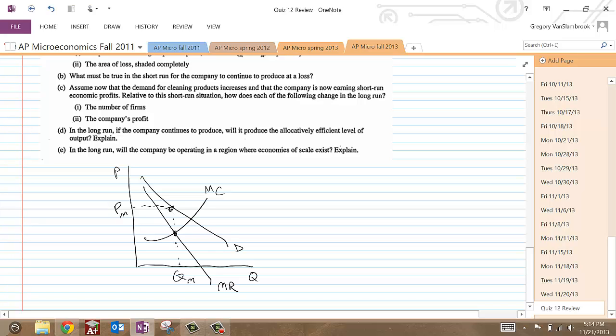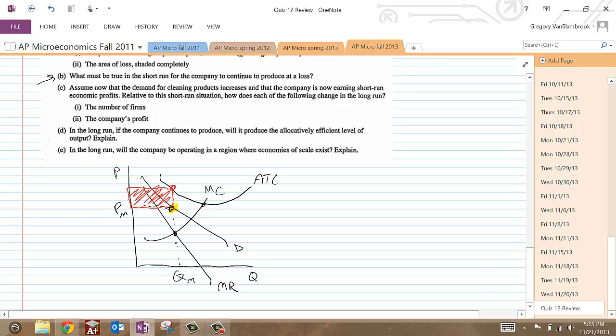And then if they are losing money, that means we need to put the ATC way above this point here. So we'll draw ATC up here, try to get it to cut through the marginal cost curve at about its minimum point. And our area of loss is going to go from this highlighted point, again, the point on the demand curve where they're operating, up to the ATC and over, and shade that area in. There's our area of loss. So that's part A.